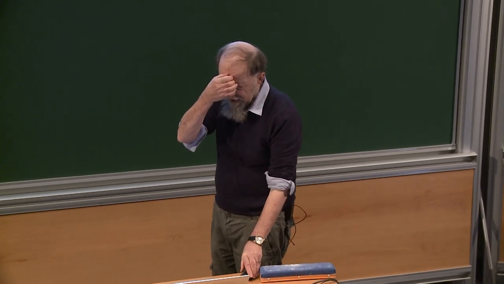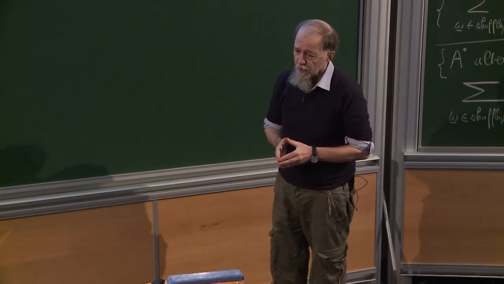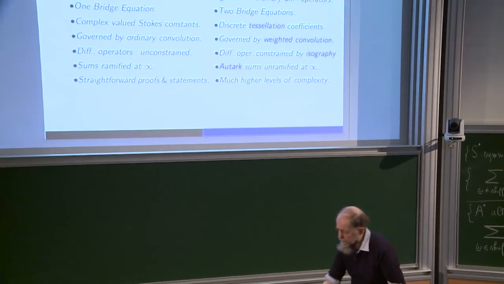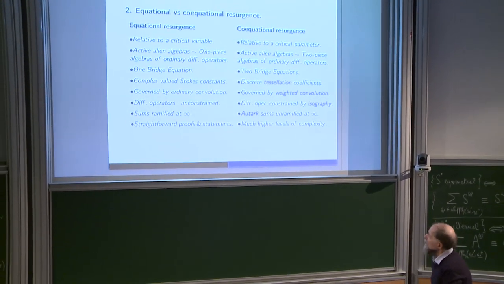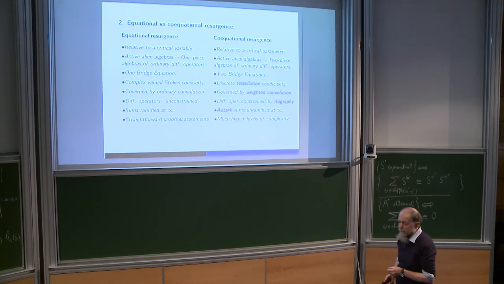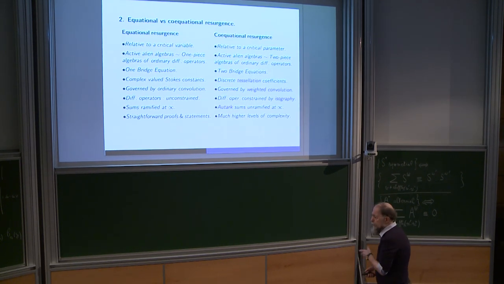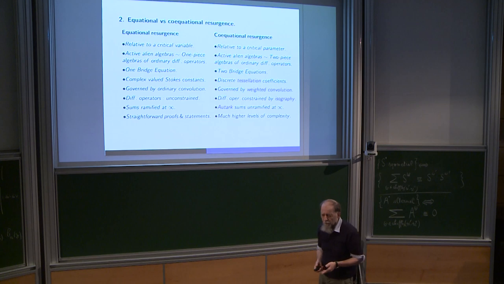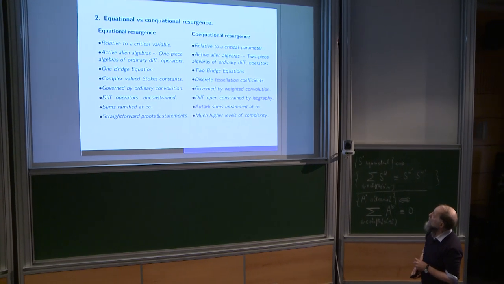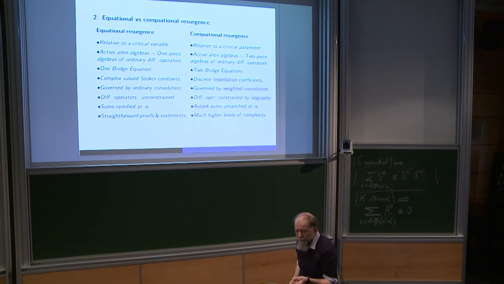Now let us start in earnest, for orientation and for perspective. Let us examine on a double column the main similarities and differences between equational resurgence and coequational resurgence. This is going to be our main topic today, especially the second column. Equational resurgence is relative to a critical variable, the variable of an equation.